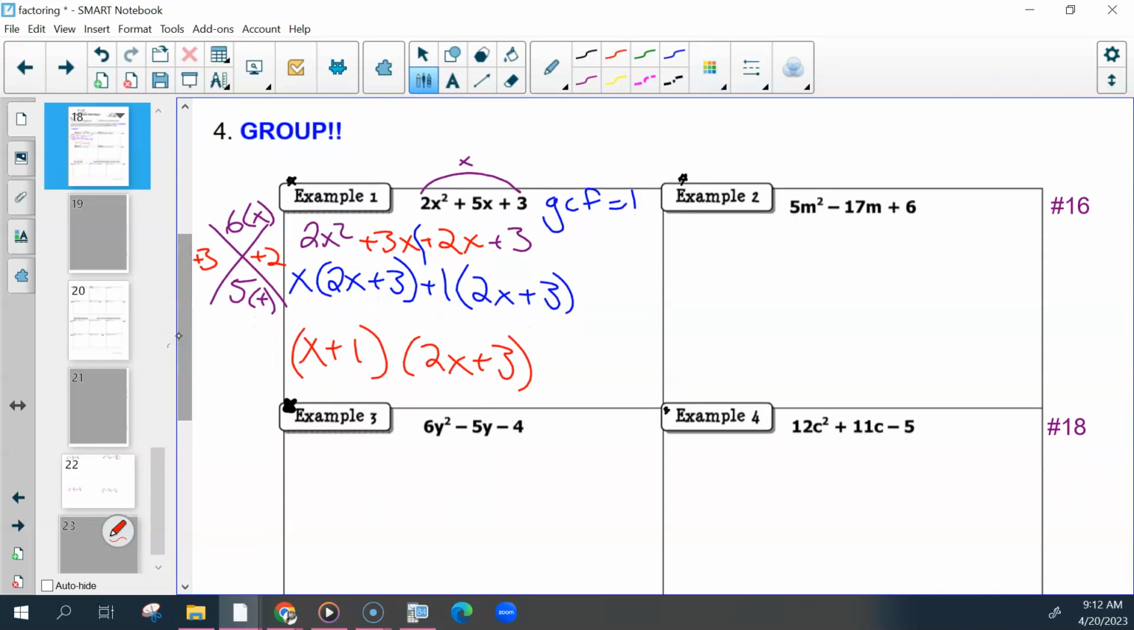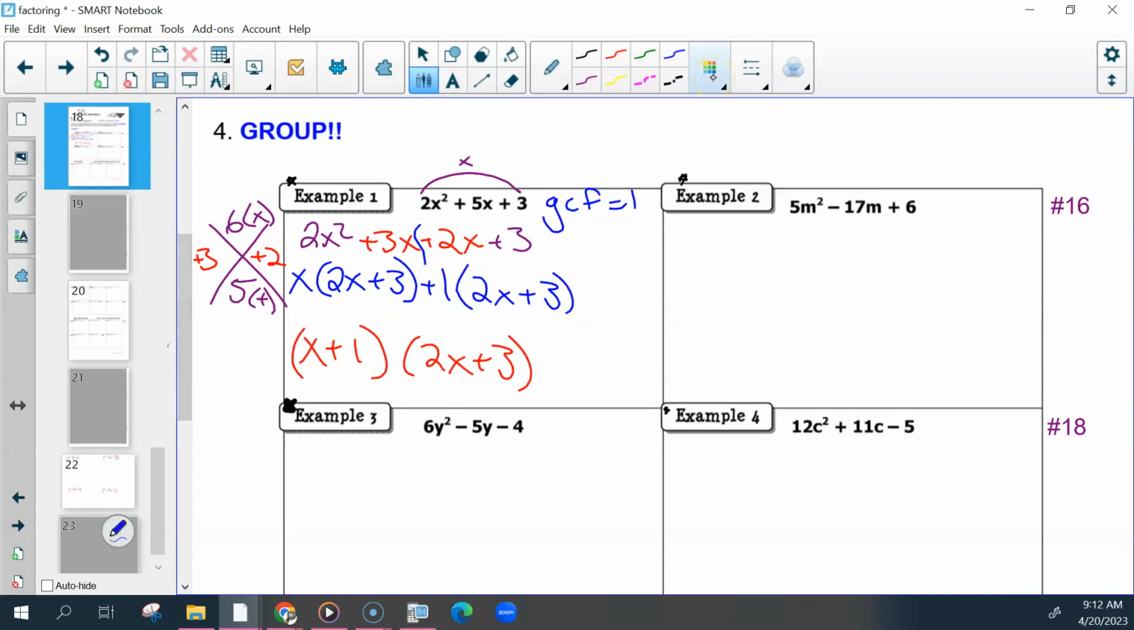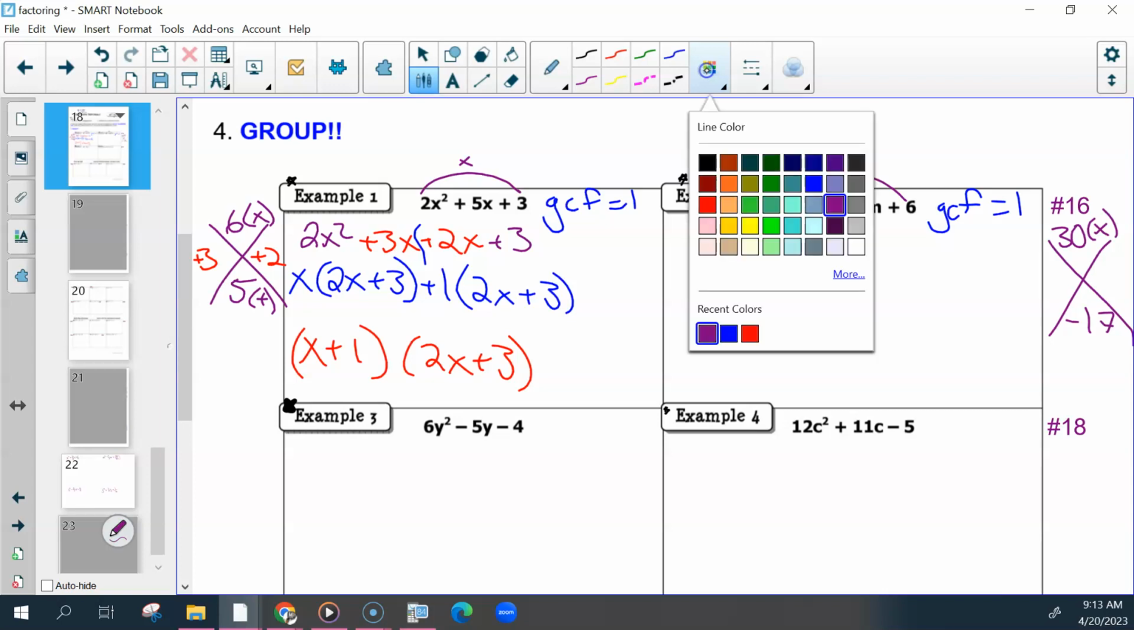Okay, let's do example 2. Same thing. Does this have a GCF? No, other than 1. So nothing will change. So then let's multiply 5 and 6. What would that give us? 30. So two numbers that multiply to be 30, but add to be negative 17. Say that again. 15 and 2 if they're both negative. Yes, that'll work.